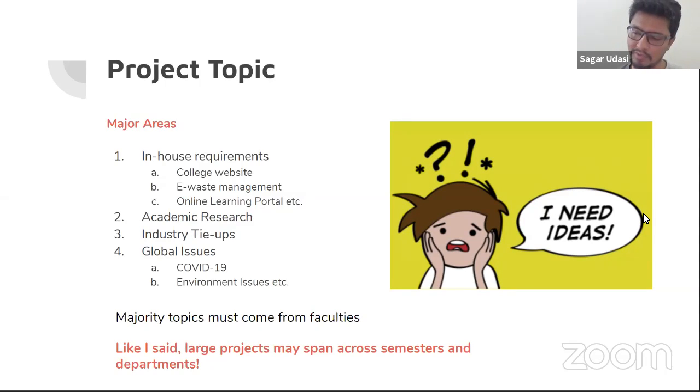But even better than that could be academic research. So if there are MTech faculties and MTech students and some PhD students who are already doing a PhD from the college, and they have some academic research topic which they are working on, we can ask a final year student to pick a topic from their research, and while they do research, the student can try to implement that research. So that is one way.